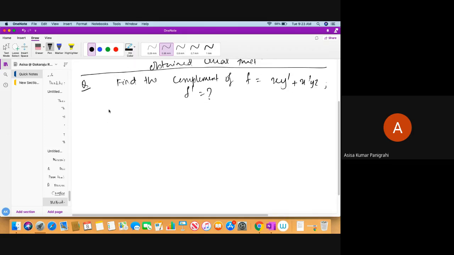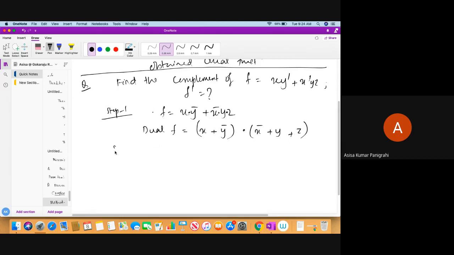First step is what? Step 1 is find the dual of the function. So f is given to you here, f is x y bar, x bar yz. Find out the dual of f. So what is the dual of f? Change the operator. Here it is AND operator, change it to OR operator. Here it is OR operator, change it to AND operator. And here it is AND operator, change it to OR operator. Here also AND operator, change it to OR operator.